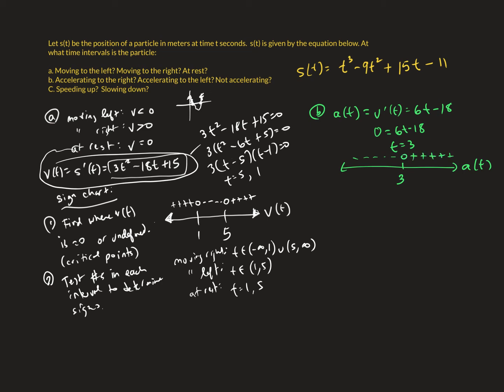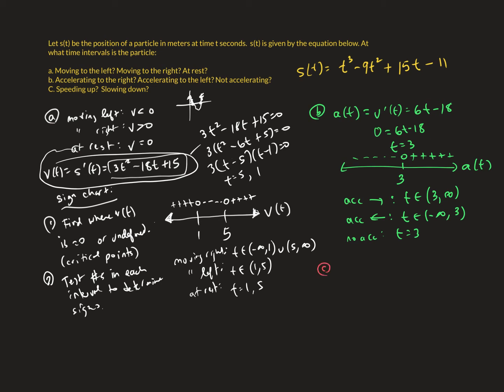It's 0 at 3. So then it's accelerating to the right when the time is bigger than 3. It's accelerating to the left when the time is less than 3. And there's no acceleration when time equals 3. Now, with those two pieces of information, we can actually answer part C.